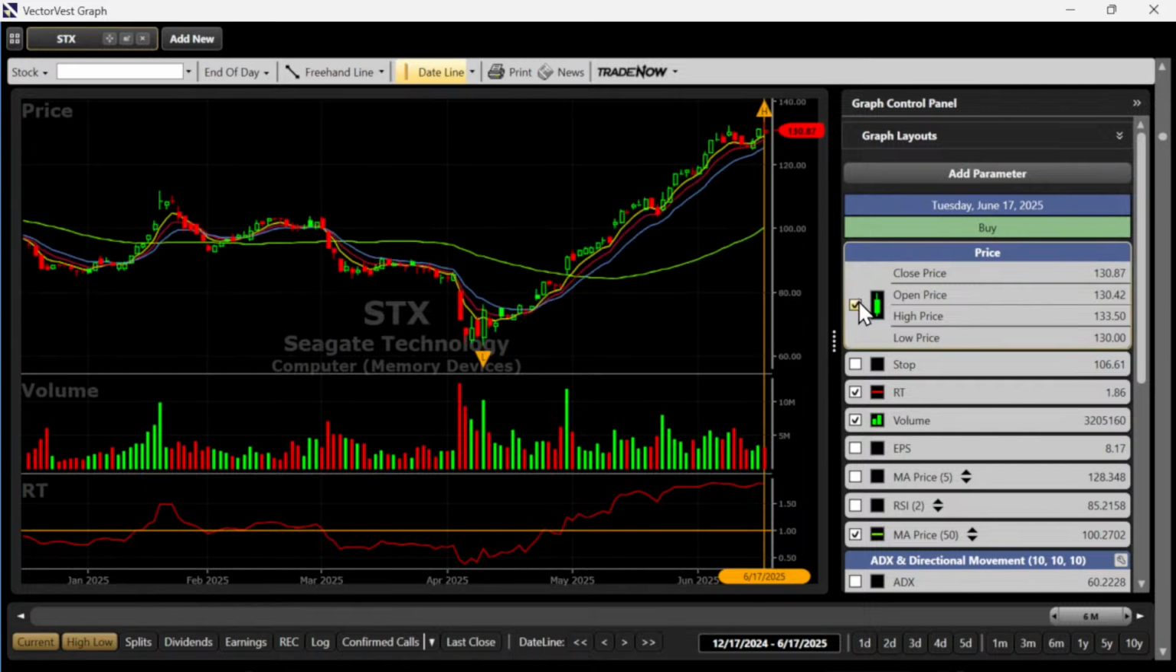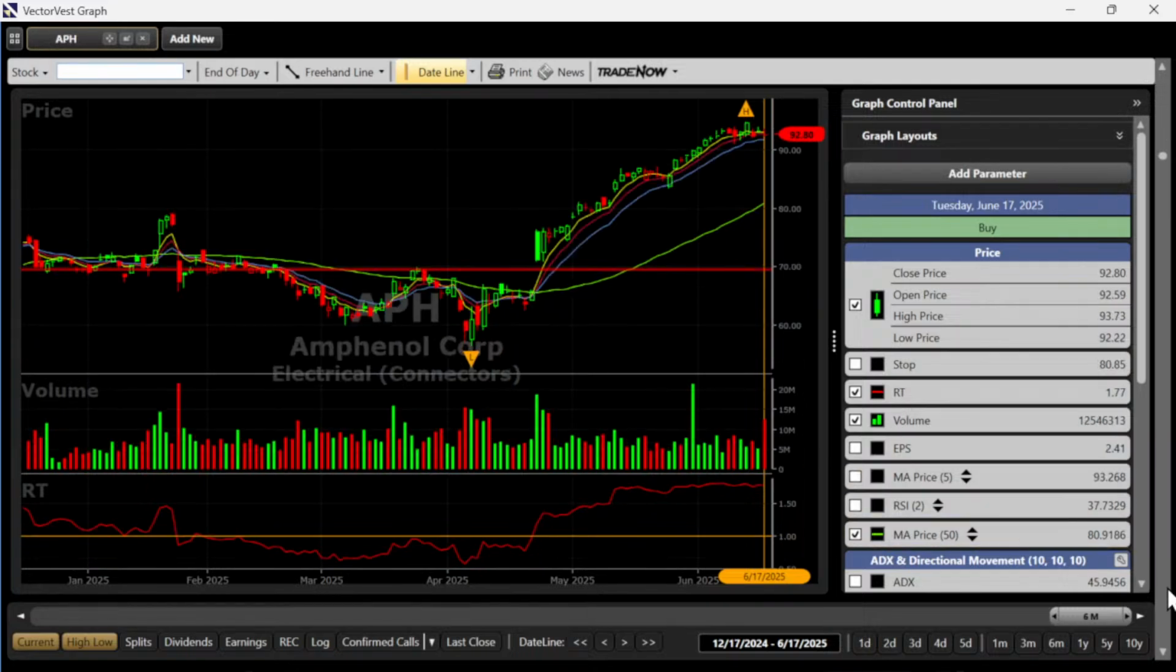You do want to use history though as confidence in saying, you know, if I would have taken it back there, that would have been a pretty good setup. Same thing with APH. It's not set up currently, but right in this area here as price moved away from the 50, that was a really good entry.